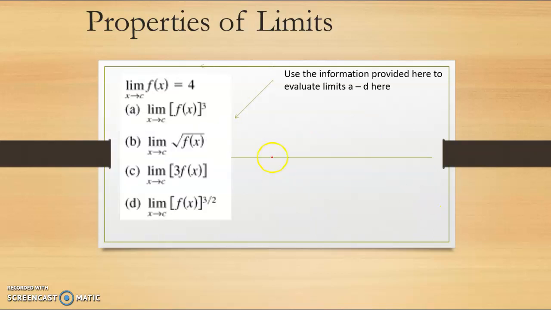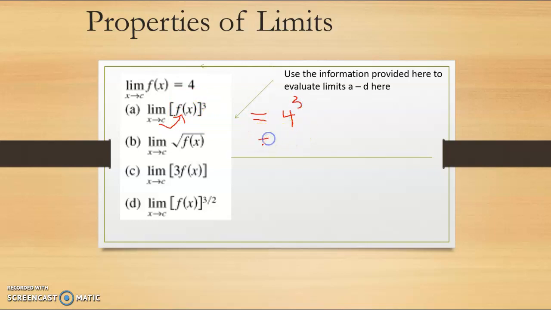The next one, the same, only one function provided. We have different types of questions: power function, square root or the constant multiple. Still, we can apply the properties and get the solution for that. So we can take the limit inside this function. So that is 4. The answer is 4 cubed.